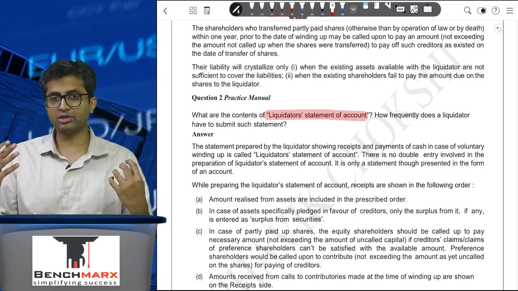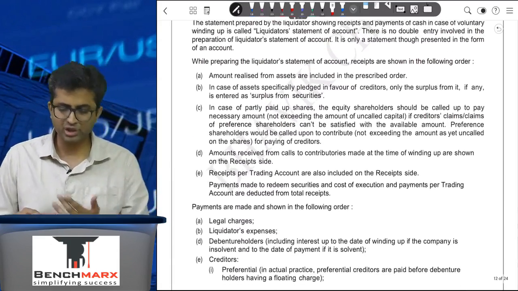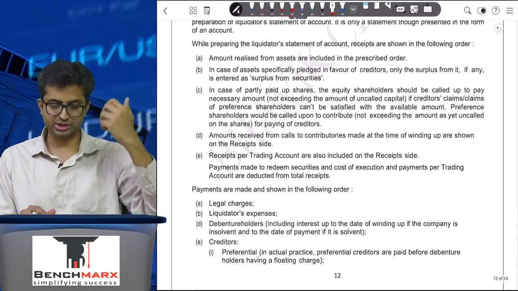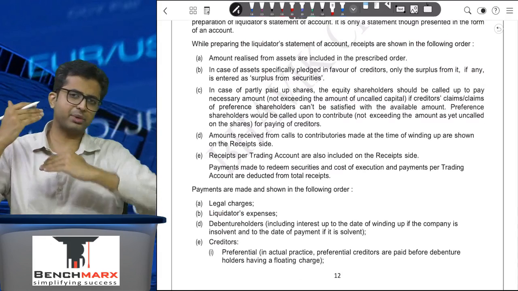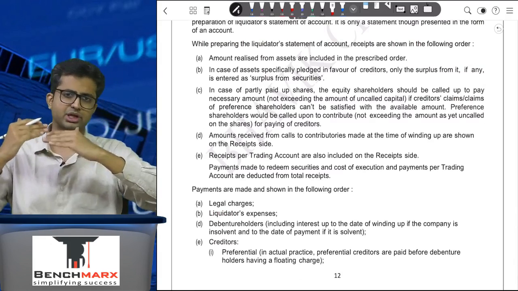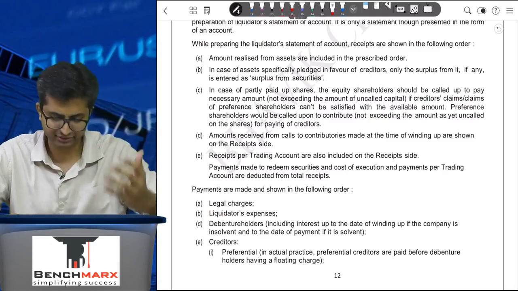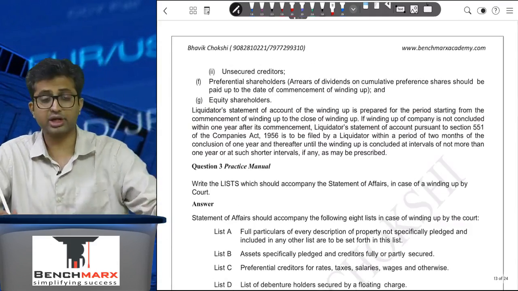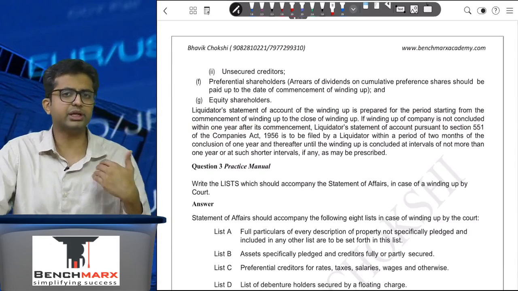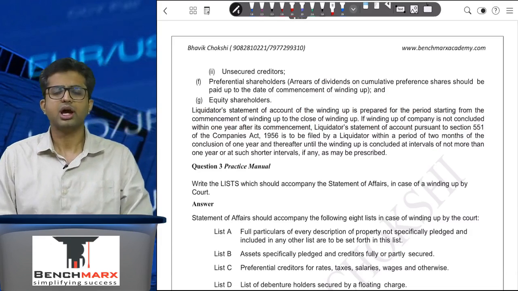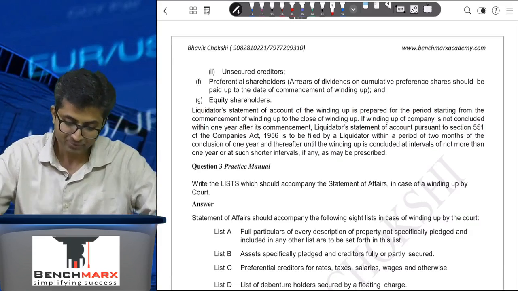On the payment side, not the liabilities, you would take, in the order, legal charges, liquidators' expenses, debentures. Now, actually, preferential payments come first, but debentures are taken first over here. Then preferential creditors, as you would have done in sums as well, unsecured creditors, and lastly equity shares. This is to be prepared annually. In case winding up goes on for more than a year, then they have to give this statement on an annual basis.